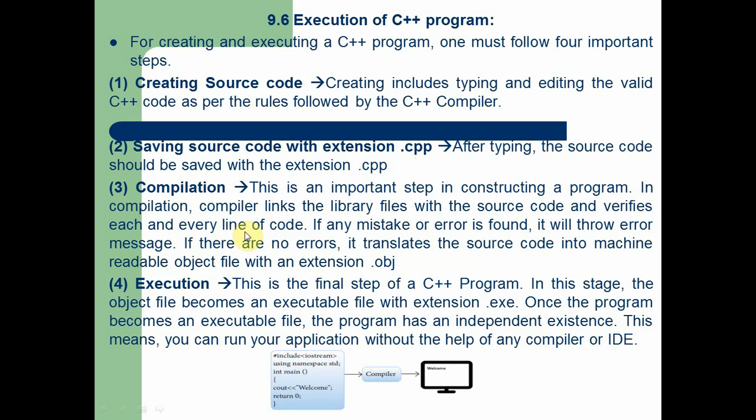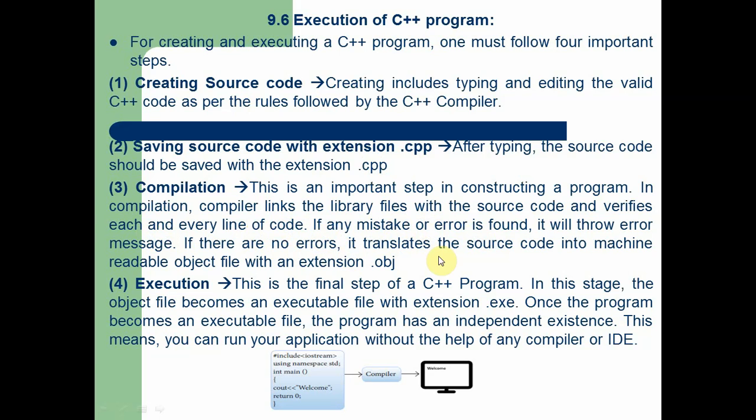So in the first step, we write the C++ code in an editor, and after editing we save the file with the extension .cpp. After that we compile, and at the time of compiling each and every line is checked. If any mistake or error is found, it will throw an error message, and depending upon the error we have to rectify it.